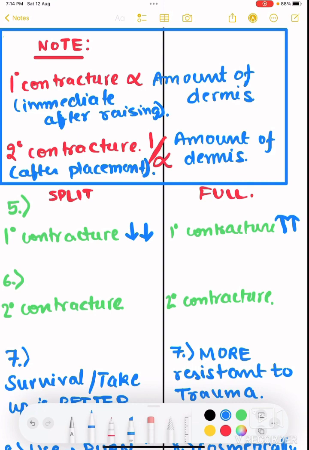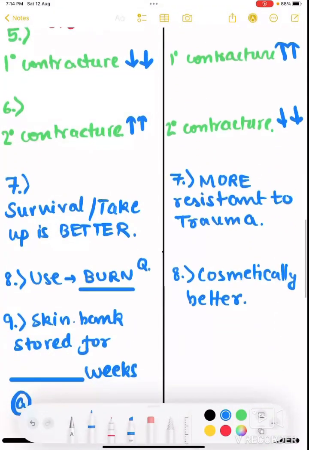Now the secondary contracture part. Because split thickness skin graft has less dermis, secondary contracture will be more. And just the opposite, in full thickness skin graft, secondary contracture will be less.